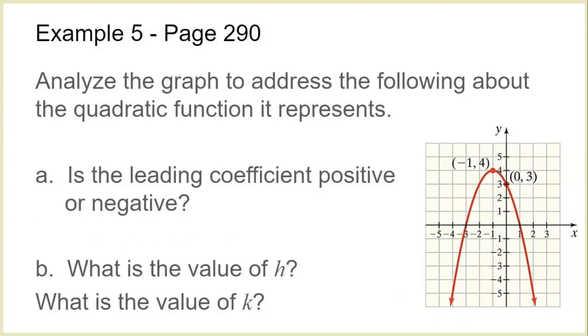And this is a question that I want you to be able to answer. Is the leading coefficient positive or negative? So based on how the graph looks, do you think the value of a would be negative or positive? That hopefully you can answer. And then what's the value of h? What's the value of k? That's simply asking you about the vertex. So I can see the vertex is this point, and -1 is h, and 4 is k. So there we have the value of h and k.